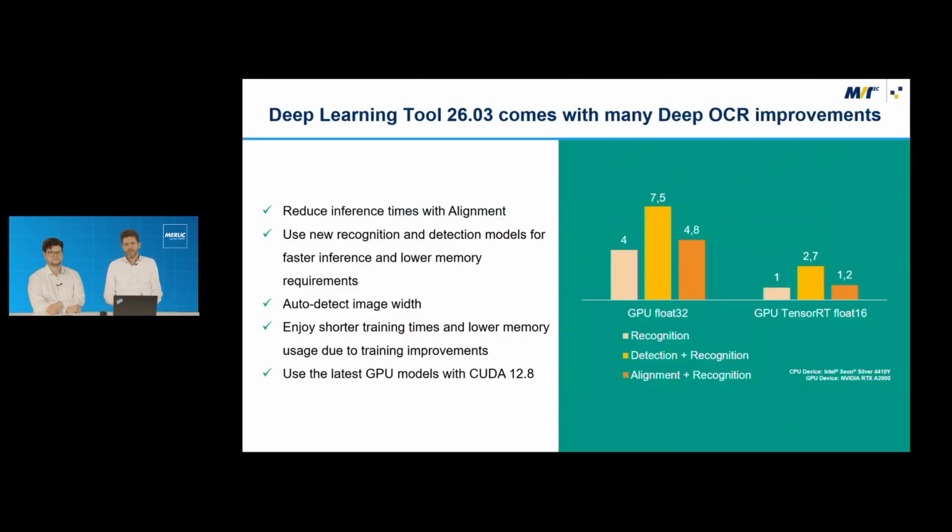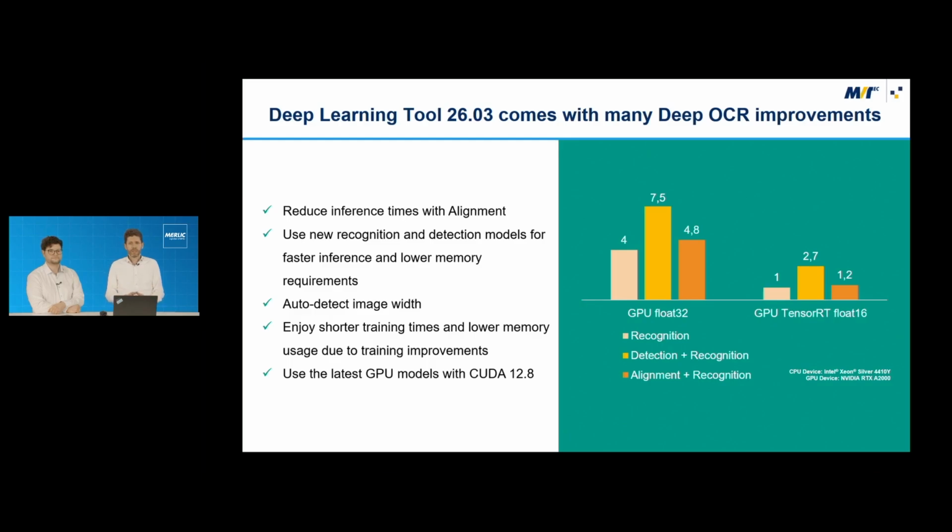The new version of the deep learning tool comes with many other deep OCR improvements. Alignment reduces the inference time. On the right, you can see a benchmark comparing recognition alone, detection and recognition, and alignment and recognition. As you can see, skipping the detection step can reduce inference times by more than half.